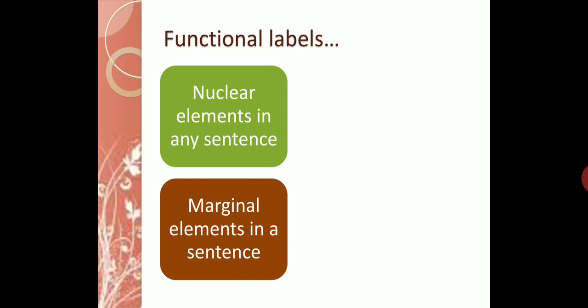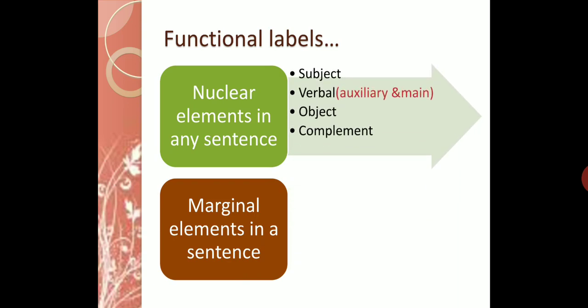So in your sentence patterns, if you give a quick guess, which ones will you identify as the nuclear elements of a sentence? Did you think about these? Subject, verb, object, and complement. Now the verbal includes both the auxiliary verbs and the main verbs in a sentence. Auxiliary verbs and main verbs you must have learned when you studied the parts of speech, or if not, we will talk about it in some other context. So subject, the verbal, the object, and the complement are all referred to as the nuclear elements in any sentence.